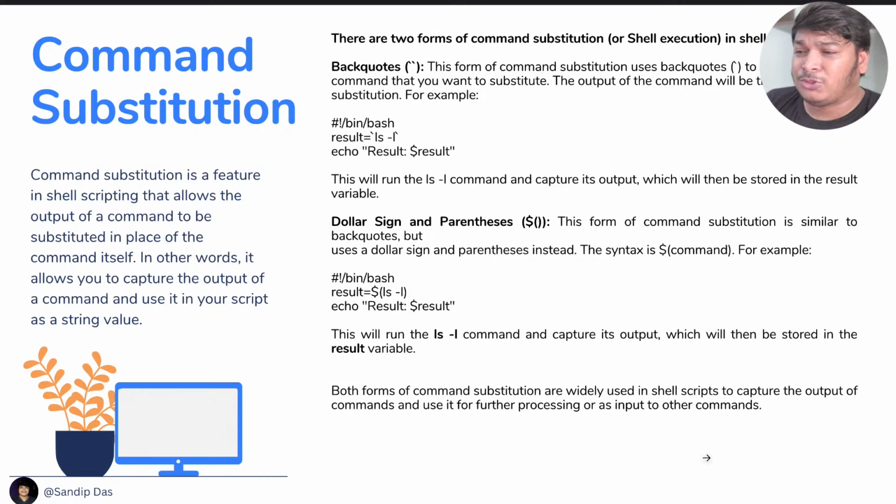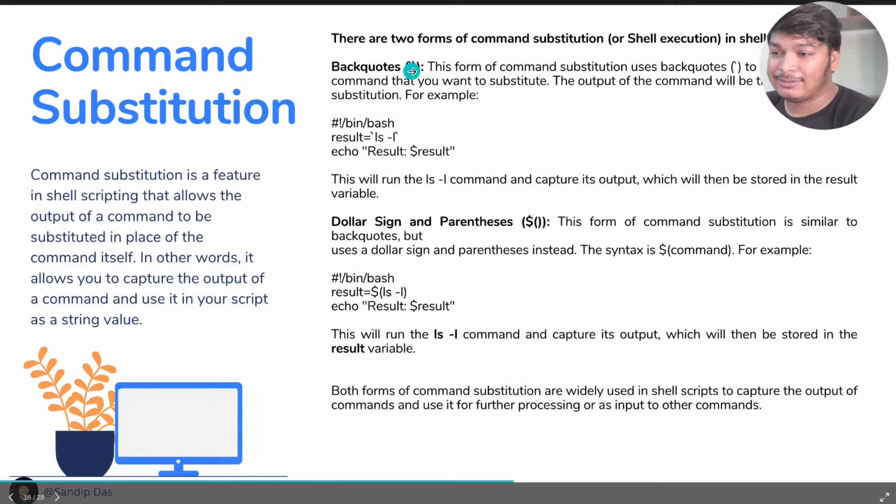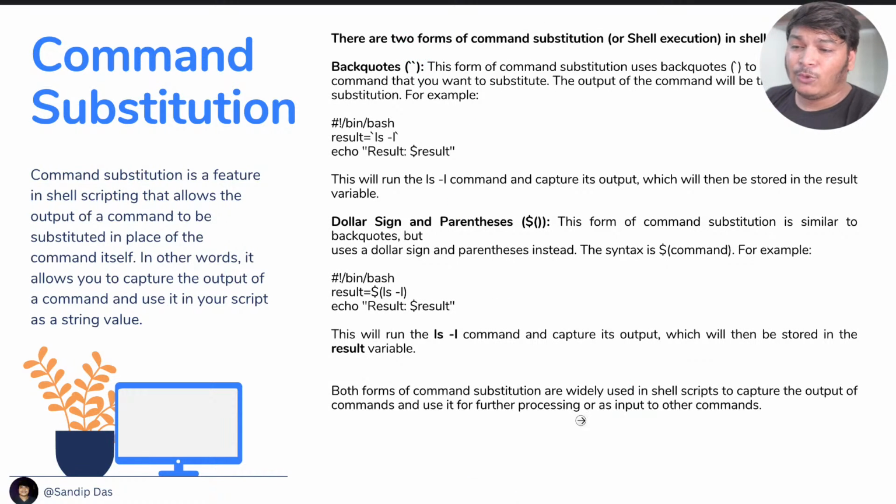And how can you do command substitution? There are two ways. The first one is the backtick. There is a backtick symbol, and using this backtick you can do command substitution. This form uses backticks to enclose the command that you want to substitute. The output of the command will be the result of the substitution. For example, result equals backtick ls -l backtick will list out all the directories with the permission level. Instead of showing the result directly, we are storing it in a variable called result, and then we are simply echoing it.